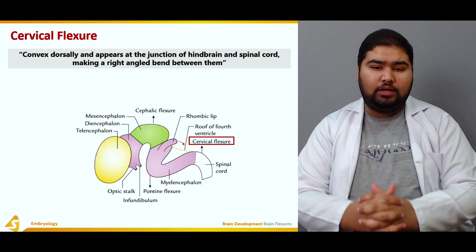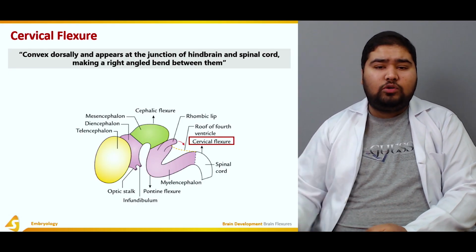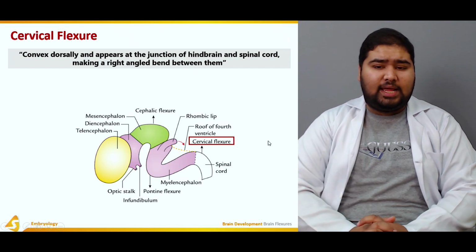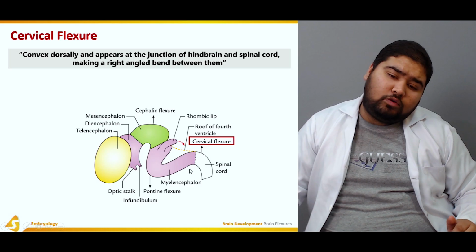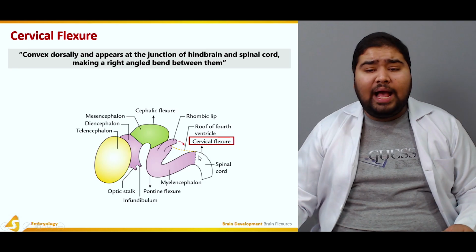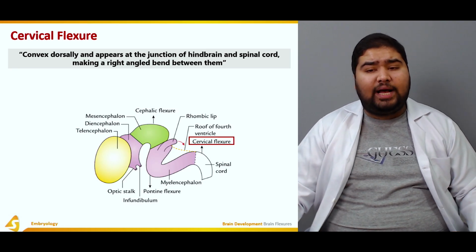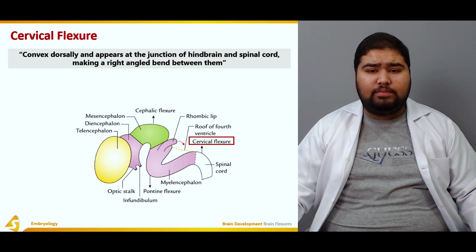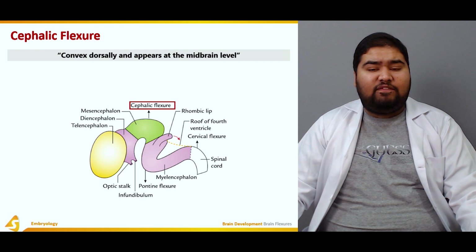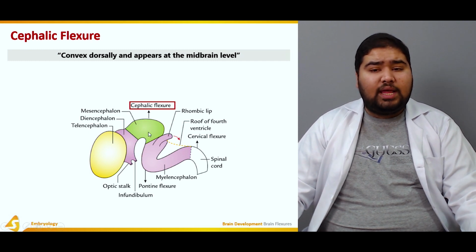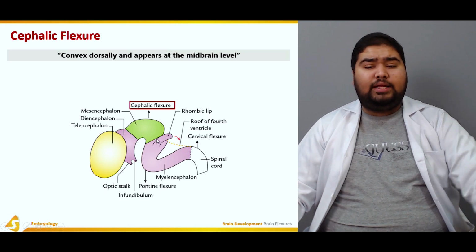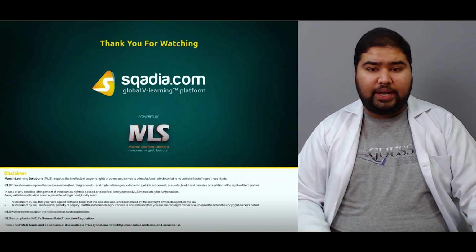So moving on, we have the cervical flexure. So we're talking about the cervical flexure now. It is convex dorsally. So now we're talking about the dorsal wall. From this side it appears convex and appears at the junction of the hindbrain and the spinal cord. It makes a right angle between them. Now the cephalic flexure is convex dorsally and it appears at the level of the midbrain. This is the cephalic flexure and it appears at the level of the midbrain.